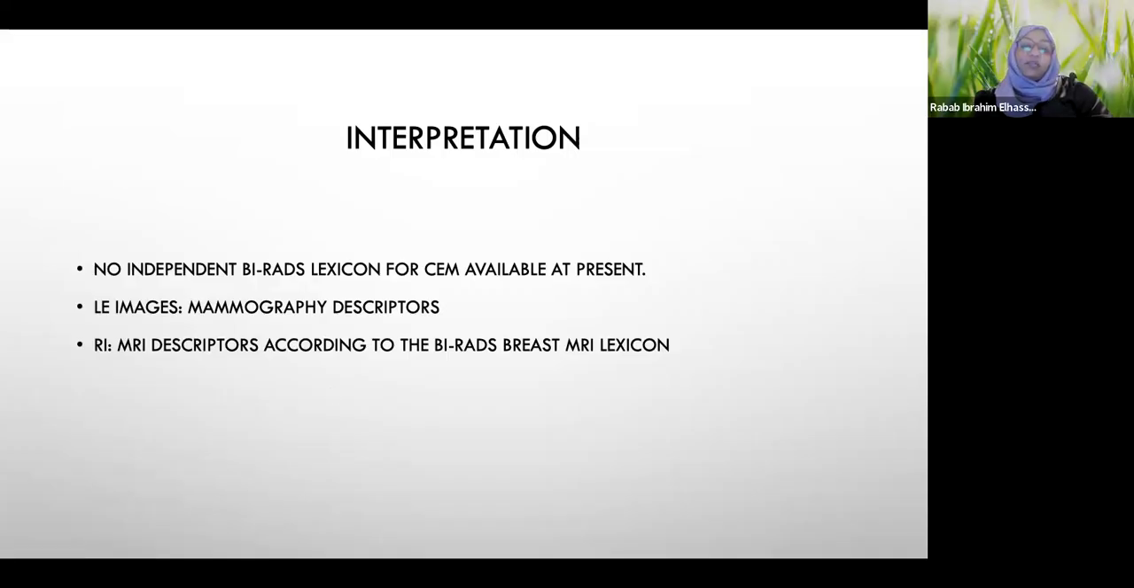For reporting and interpretation, the ACR still did not provide an independent lexicon at the moment, but it did recommend to use the MRI lexicon. So for the low energy images, we use the mammography descriptors because, as I said, it is comparable to the conventional mammogram. And for the recombined images, we use the MRI descriptors.